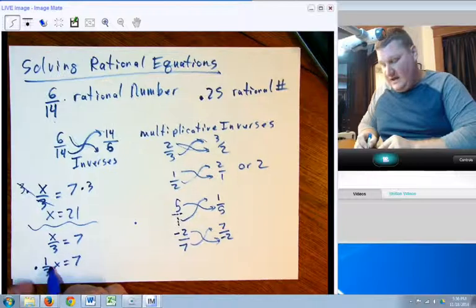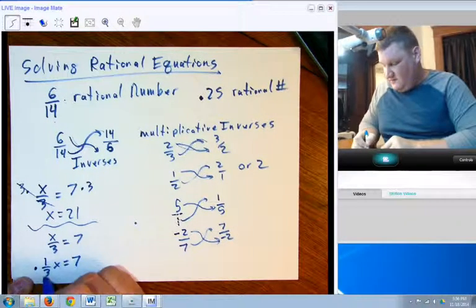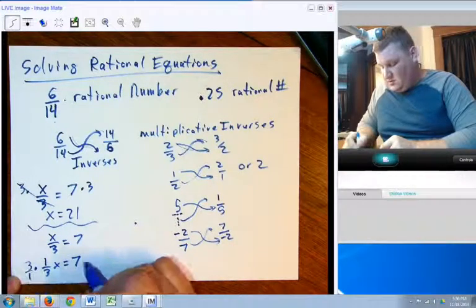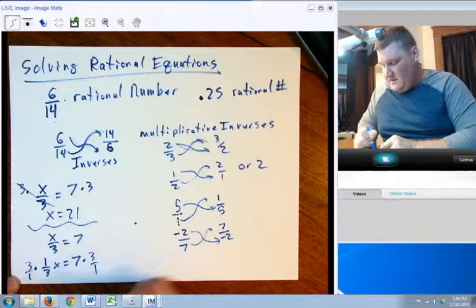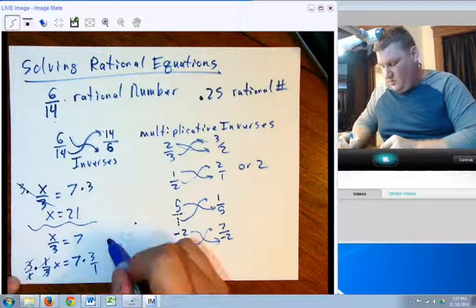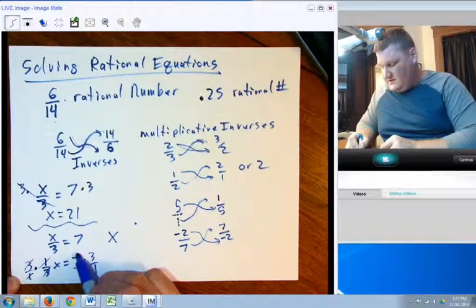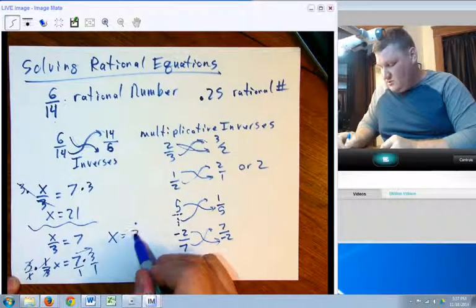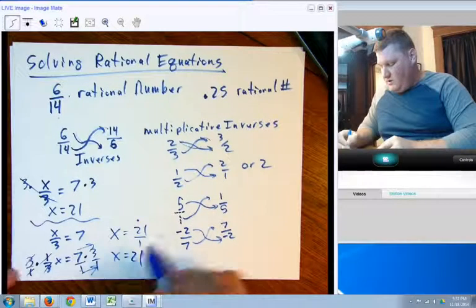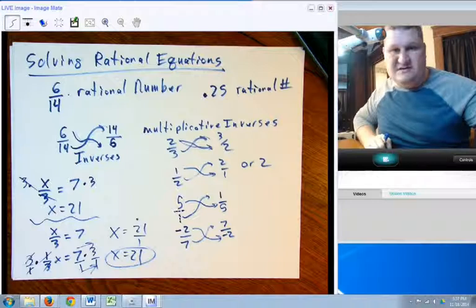So in our case, we have 1/3 x equals 7. The multiplicative inverse of 1/3 is 3 over 1. But if I do it to one side, I must do it to the other. Now the nice thing is the 1's go away, the 3's go away, and I'm left with x. Well, 7 times 3 over 1, 7 times 3 is 21. 1 times 1 is 1, or x equals 21. So that's using the multiplicative inverse. We'll come back and do a few more examples.